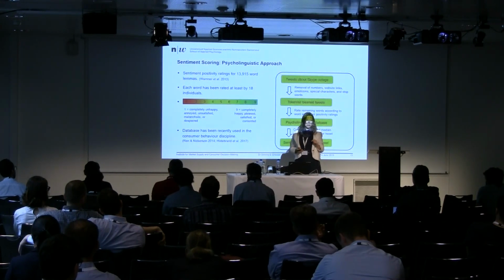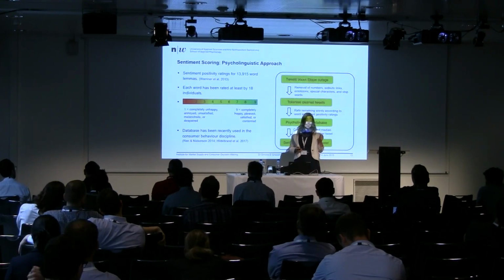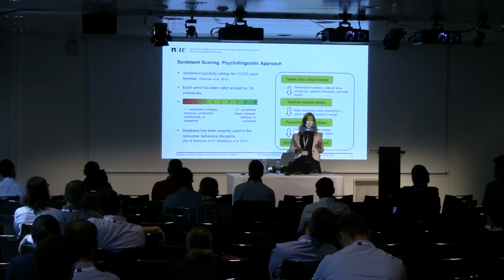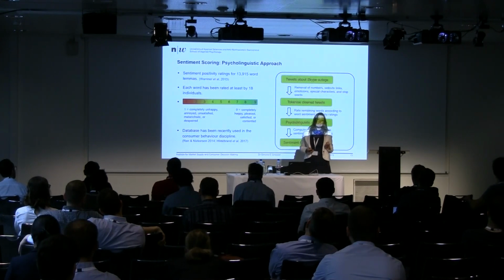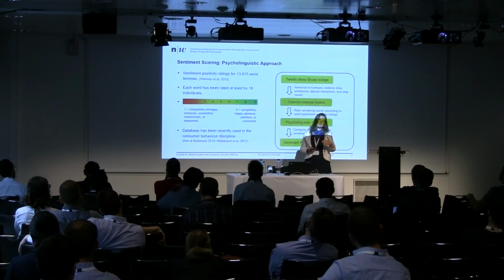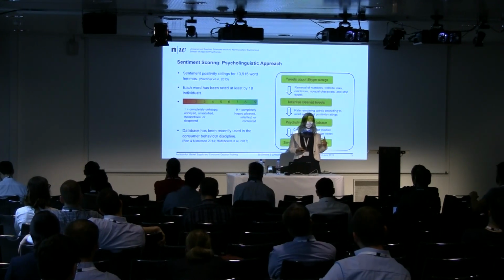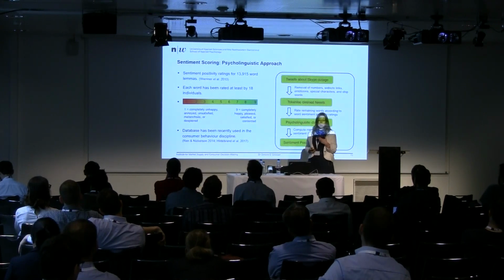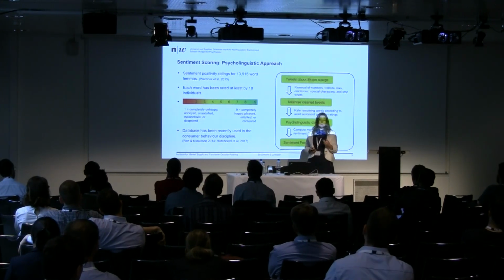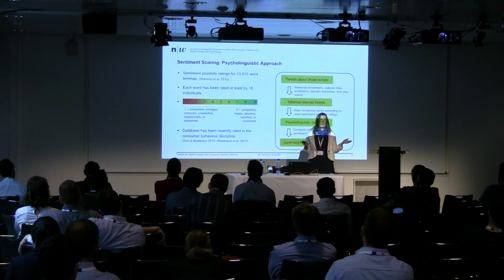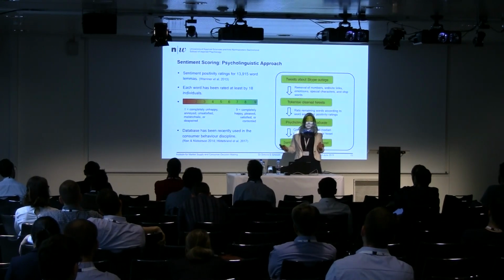13,915 word ratings, so it's a very big database. Each of these words has been rated by 18 different individuals. So it's not just one person saying, oh, that's a positive word, that's a neutral word, but rather 18 different people, and sometimes even more. And they've rated sentiment positivity on a scale from 1 to 9. So it's not just either or, but rather continuous.